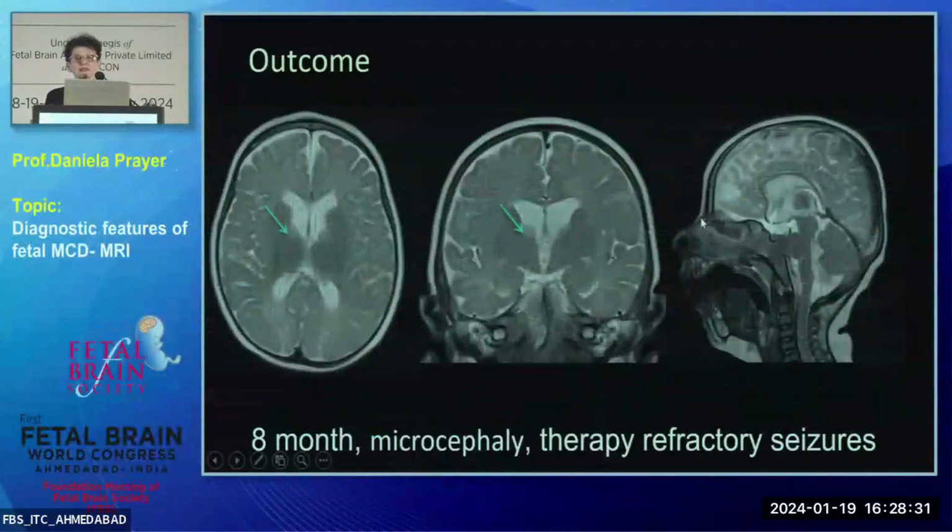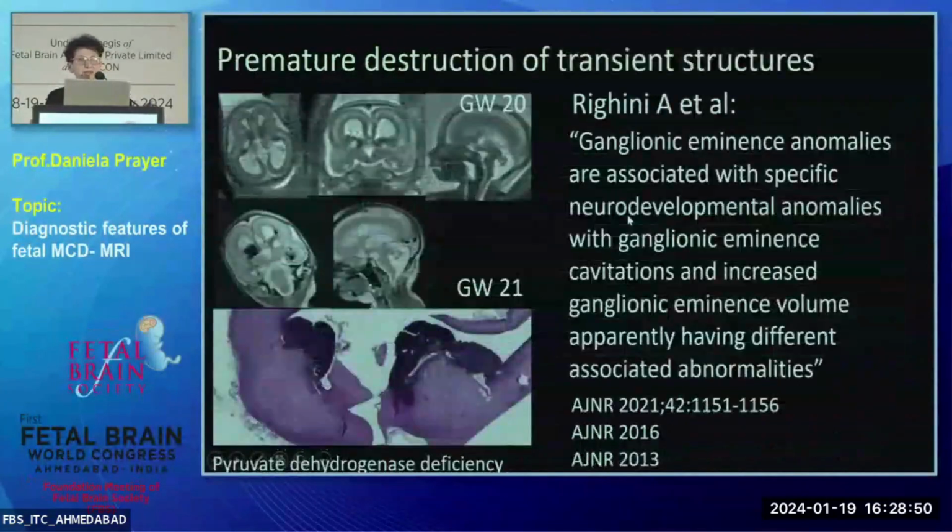And this is the outcome. You see the face looks bigger than the brain. And there is still a persistence of the ganglionic eminence. And there were therapy-refractory seizures, and the cortex is somewhat simplified. So it is a mild form of microencephaly.